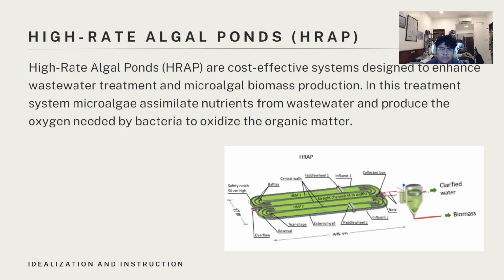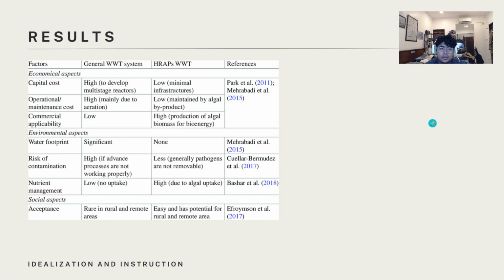So what are the results? This is a high rate algal pond, but how does it differ from a regular wastewater treatment? Here are the results. For economical aspects, the capital costs for HRAPs are fairly low compared to the general WWT system. Although for commercial applicability, the HRAP is higher than the general WWT, which is good.